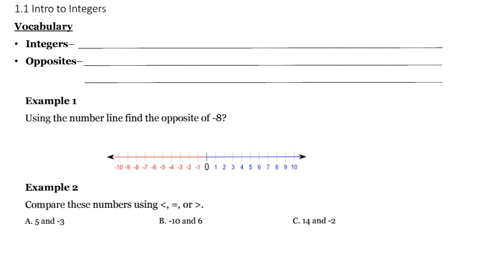Okay, so the first thing we're going to do is review integers. We're just going to review some vocabulary words. Hopefully you remember what an integer is. If you don't, it's a set of positive whole numbers, their opposites, and don't forget zero. So it's a set of positive whole numbers, their opposites, and zero.